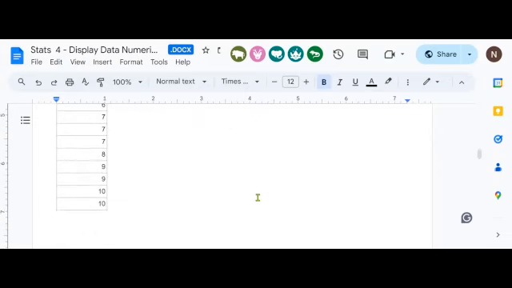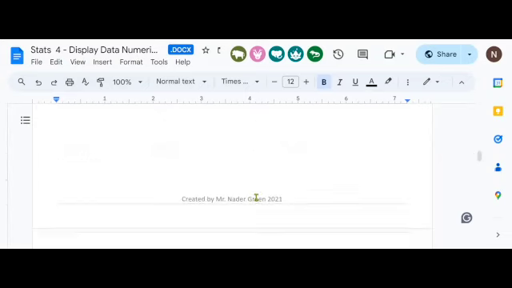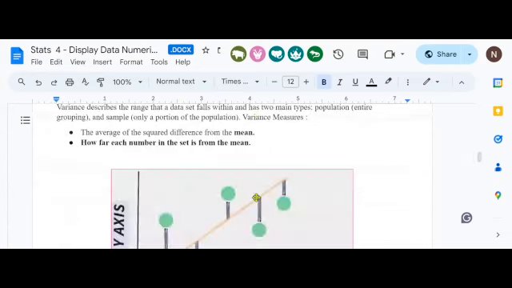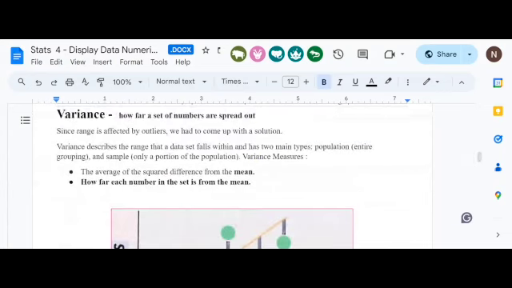Next class, we're going to start with variance. Okay? Variance and standard deviation, and then z-value. So next class we'll continue with this section.